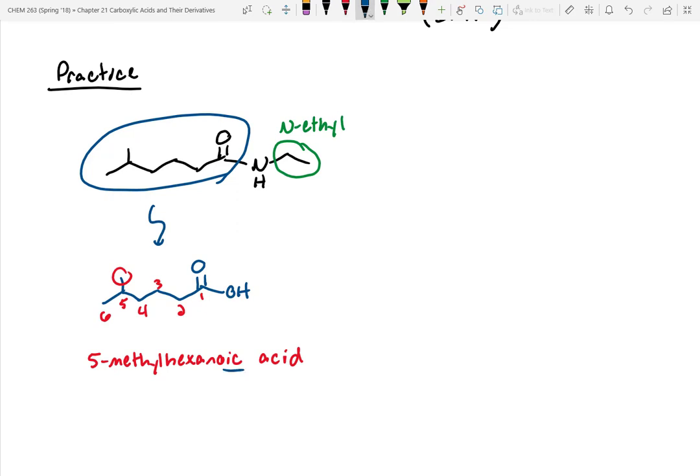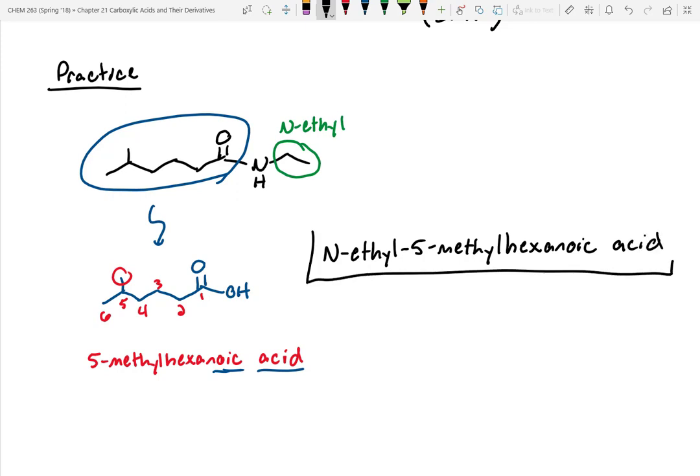All right, so now we need to merge these together. And like I said, you want to get rid of the oic acid and swap that out for an amide. So this would be N-ethyl-5-methylhexanoic acid. Usually on the ACS exam, there's one or two that immediately don't make any sense. So, oops, sorry, hexanamide. Wow.